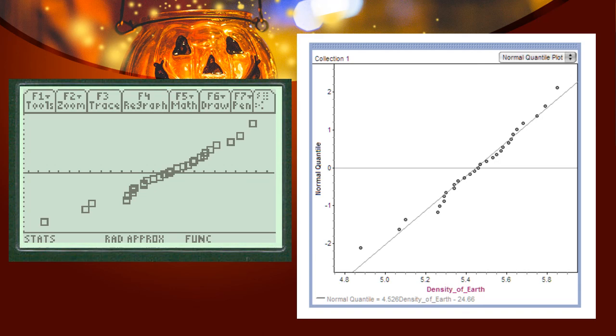Most of the time when you see a problem, they will tell you this is approximately normal, and then you know that you can use a z-score.